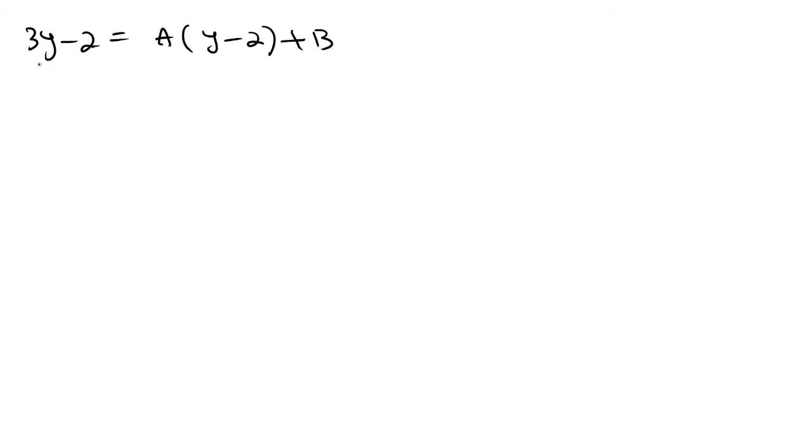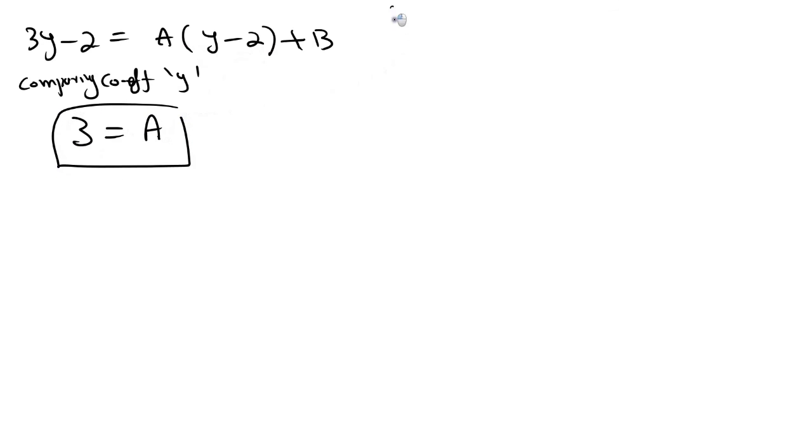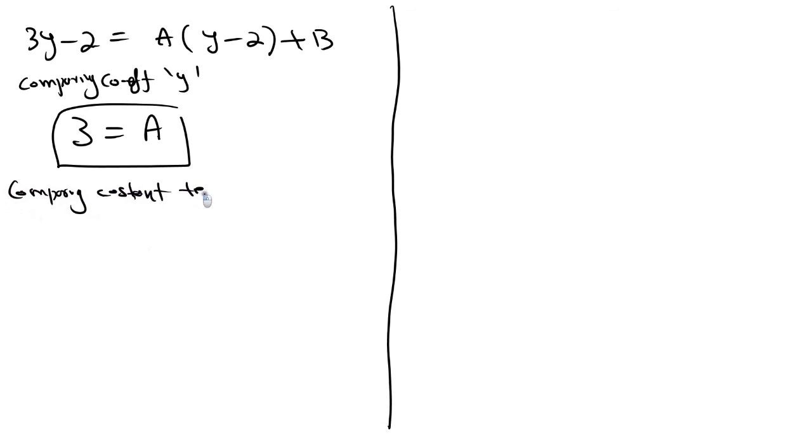First compare the coefficient of y, comparing coefficients of y. If you compare coefficients of y, here 3 is equal to a into y is a, then only a is there, so a value is equal to 3. Then compare the constant terms, comparing constant terms. Then what's the constant term here?